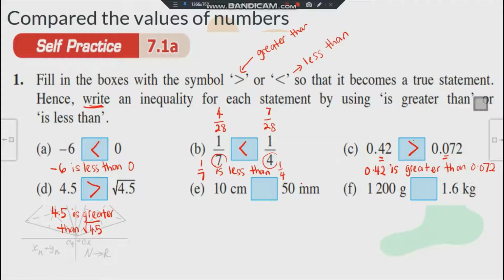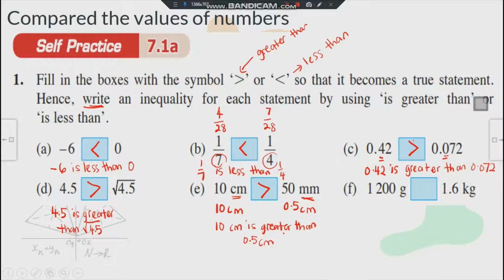10 centimeter compare with 50 millimeter. You must be careful with the difference in units. So we must make sure both numbers are in the same unit. So we can compare 10 cm with 0.5 cm. So 10 cm must be greater than 0.5. So your statement is 10 centimeter is greater than 0.5 centimeter.